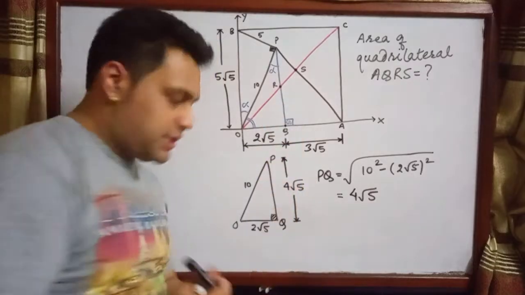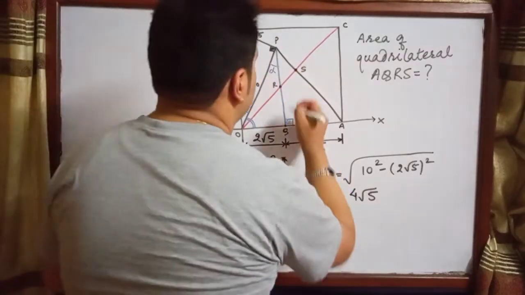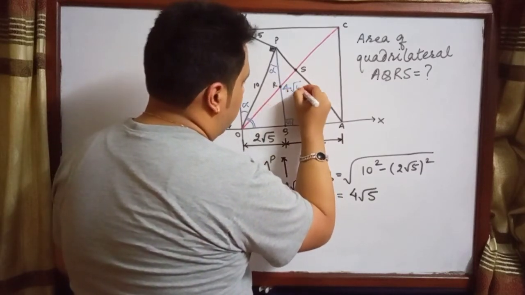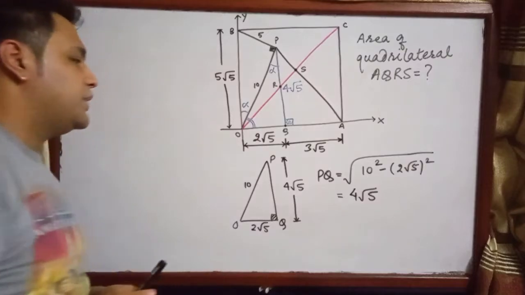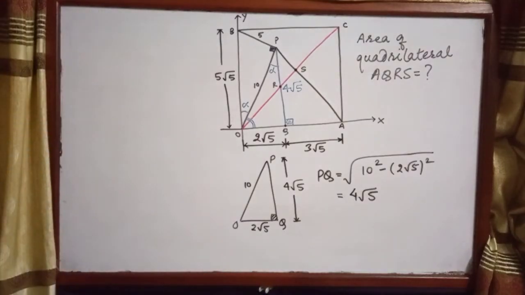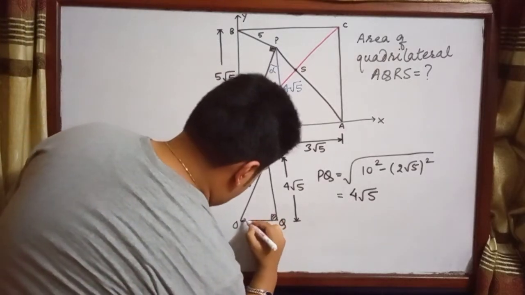So this blue length is 4 root 5. Now let's see. First the red one. Here it is. We have something like this.